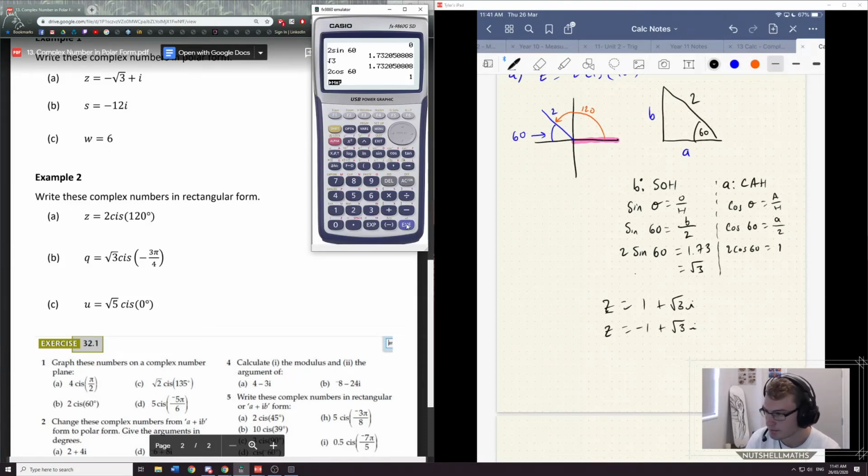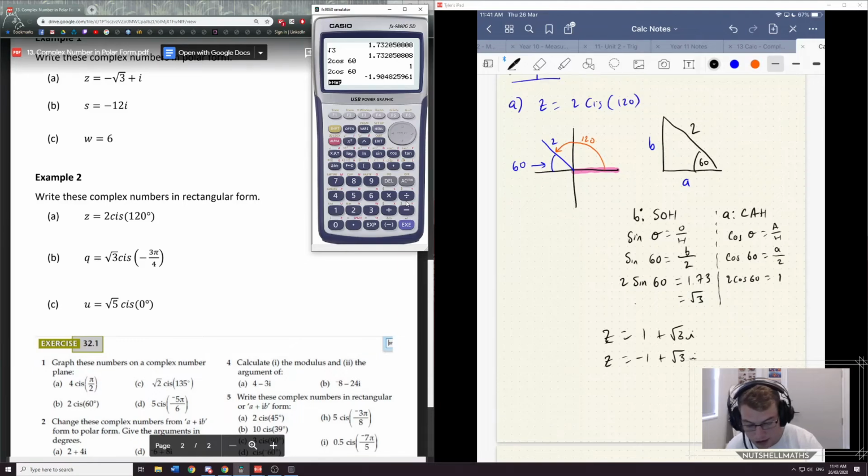Right? 2 cos 60 is that. You might not be in degrees. Yeah. Go shift, set up, go to degrees, and you'll get it.